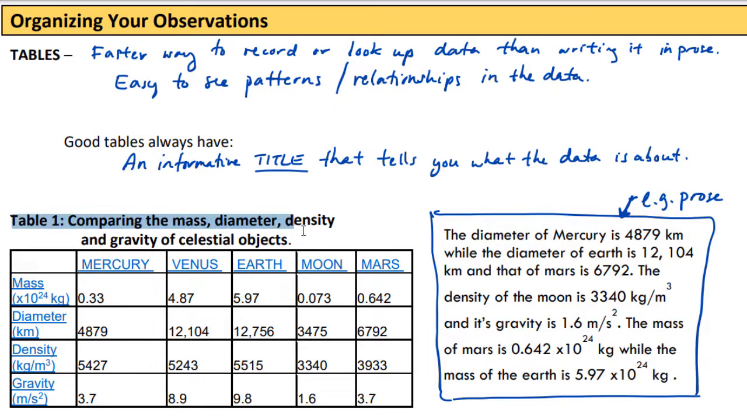The table title is very informative. It tells us, okay, look, we're comparing the mass, the diameter, the density, and the gravity, great, of celestial objects. What are celestial objects? Those are things that are up in space. So we've got Mercury, we've got Venus, the Earth, the Moon, Mars, and so on. So we have 5 celestial objects, and we've got everything nicely laid out. It's easy to compare. And you can see that's way better than trying to compare things being written out here. It's just kind of a garbled mess. And over here on the right in the prose, in the written way, we don't even have half the information that's over here. Tables must have a nice title on them. Always have an informative title that tells you what the data is about.